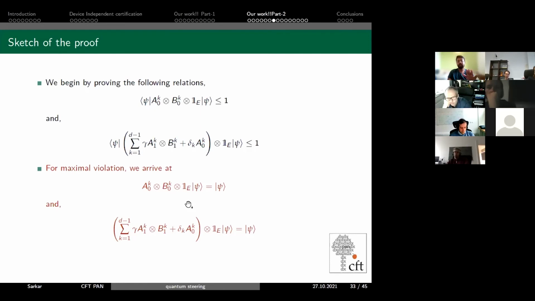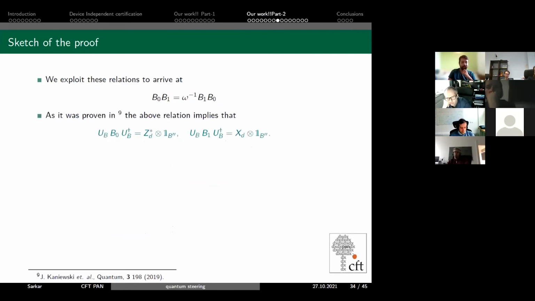And then the whole proof just explores these two relations, and then what you can arrive at is a relation similar to anti-commutation, but with some factor omega here. And it was proven by Remick and Jandrek in 2019 that if this relation is satisfied by two observables, then both of these observables can be written in this form up to some local unitaries.